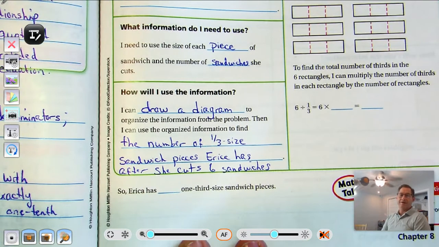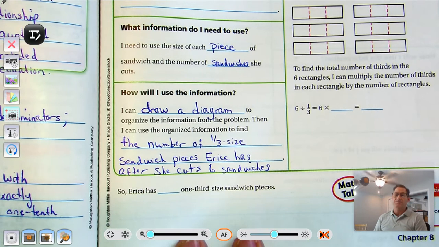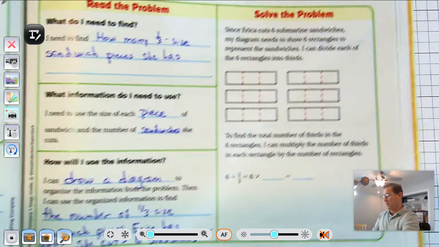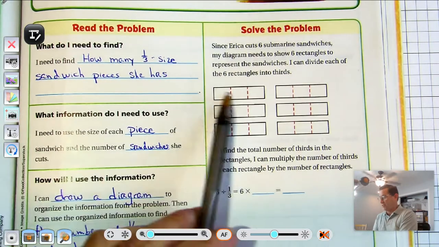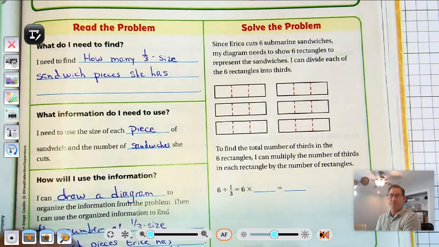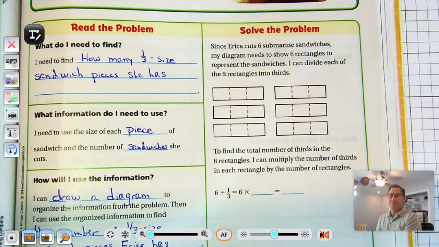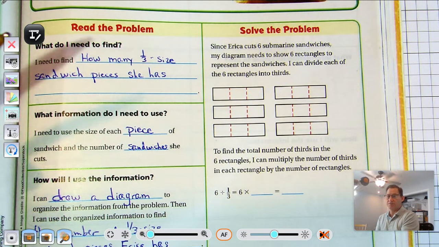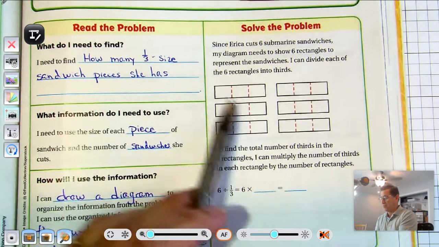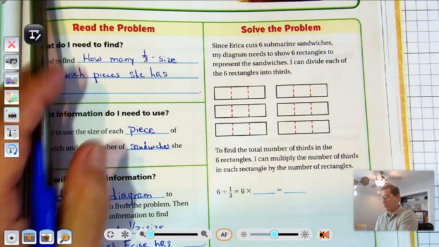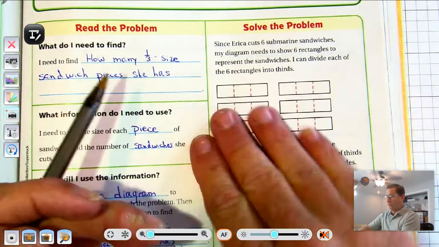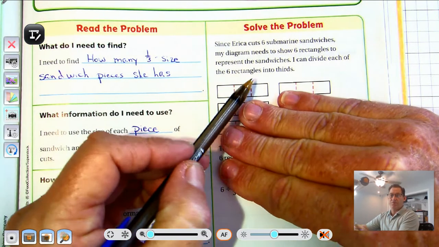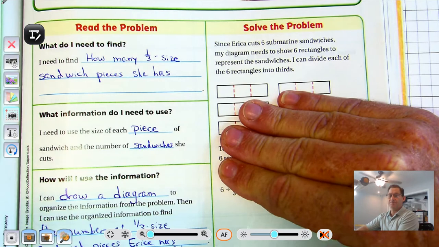So we're going to draw a diagram to find the number of 1/3 size pieces she has after cutting the 6 sandwiches. So since she has 6 submarine sandwiches, my diagram needs to show 6 rectangles to represent the sandwiches. And I'm going to divide each of those 6 rectangles into thirds. Why thirds? Because it says they're going to be 1/3 size pieces. So if we just had one sandwich, we'd break it into 3 pieces.